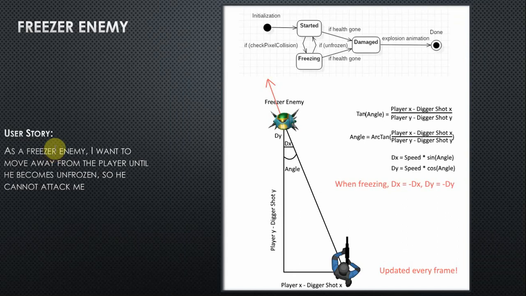As a freezer enemy, I want to move away from the player until he becomes unfrozen, so he cannot attack me. So if we look at the state diagram for the freezer, he goes to started and then down to freezing. Once he's in this freezing state, he does the same trigonometry as when he's chasing the player, except he goes in the opposite direction, so dx and dy are negative, and this is updated every frame similarly, although the player can't move, so he only moves in a straight line away from the player based on the last direction he was going towards the player.